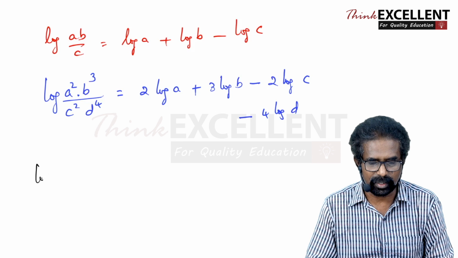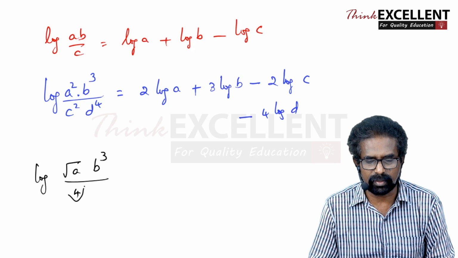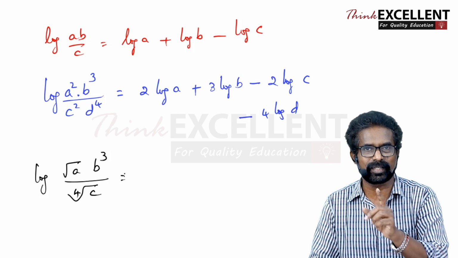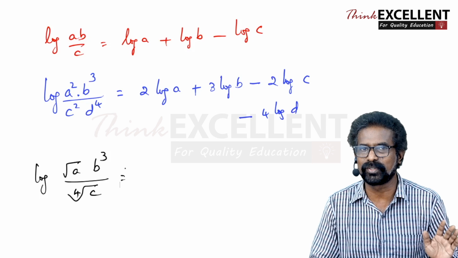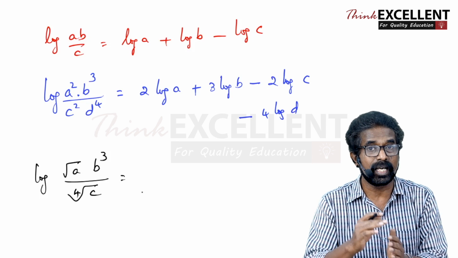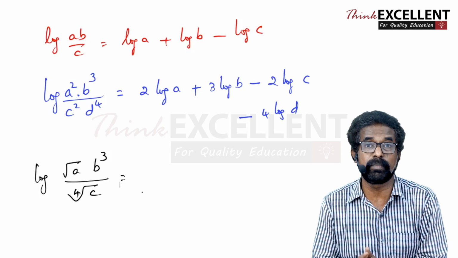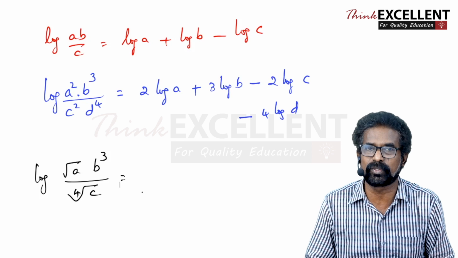See, log of root of A, B raised to 3 by 4th root of C. If you are able to write it correctly, yes, you understood the laws, right? Okay. Root of A means what? A raised to half, right? Root of A means A raised to half. 4th root of C means C raised to 1 by 4. That's all. Apply power rule now.